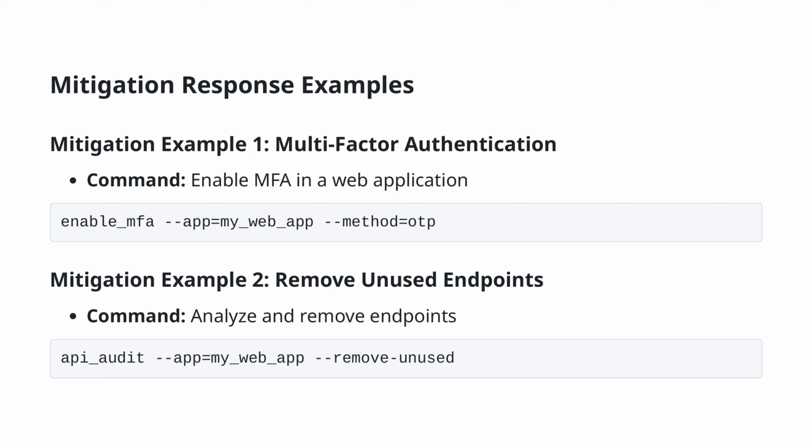The second example is removing unused endpoints. You can achieve this by running an analysis and command to remove those endpoints. API audit, that equals mywebapp, remove unused. This action helps eliminate potential attack vectors by removing components that are no longer needed. These examples illustrate how to apply specific commands to mitigate and eliminate security threats in a web application.